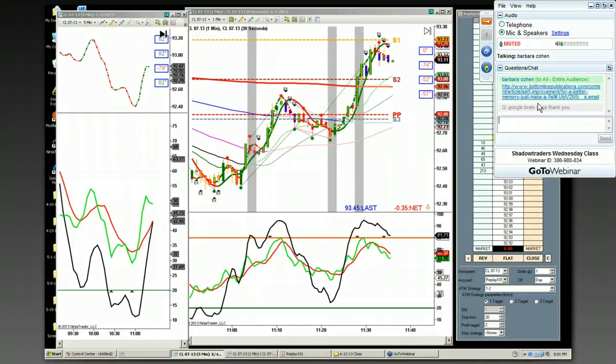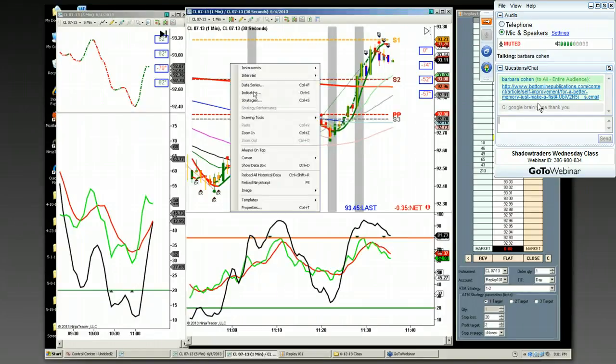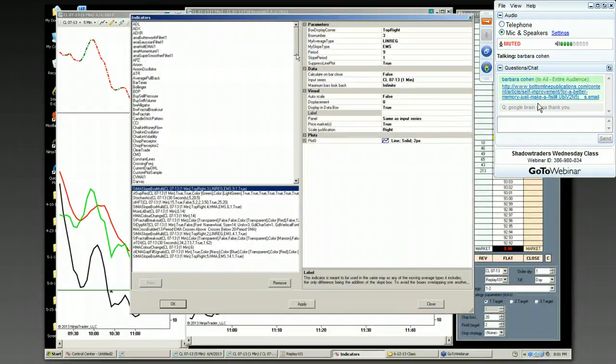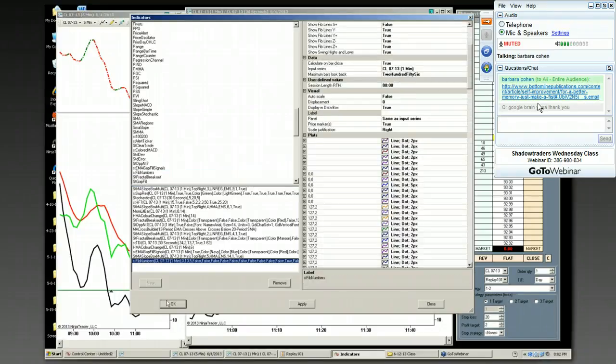Okay, David, where can I find the fib indicator? Well, the fib is right in your Shadow Traders indicators, but I use the Shadow Traders fib. So you go down here where all the ST indicators are, and it's right here, ST fib numbers. Let's put it in and see what happens. Sometimes I take it out because it just gets to be too much to look at.